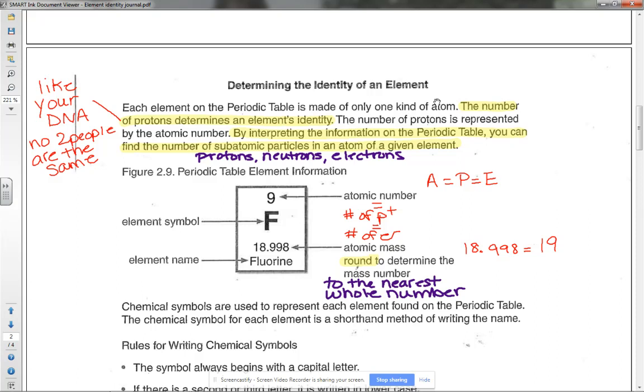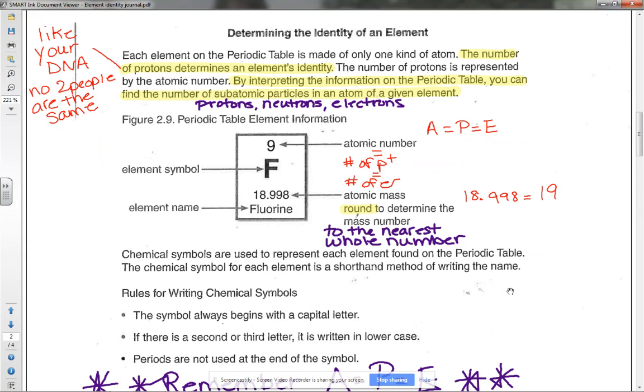The element symbol is a capital letter. First letter always has to be capital. The next is your atomic mass, which you have to round to determine your mass number. So if you look at fluorine, it is 18.998, and if you round that to the nearest whole number, it will be 19. So you're always going to round the atomic mass to the whole number, and then you have your element name.